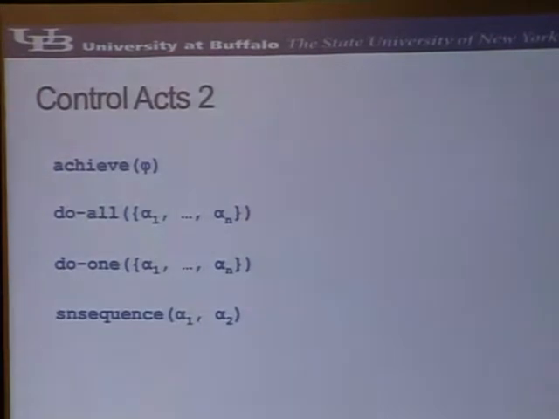Here are some control acts that don't connect propositions and acts. Achieve phi means that the agent will try to do something whose effect is phi, that it believes phi holds. Do-all non-deterministically does all those acts in a non-deterministic order. Do-one does one of them, non-deterministically chosen, and snsequence does alpha 1 then alpha 2.